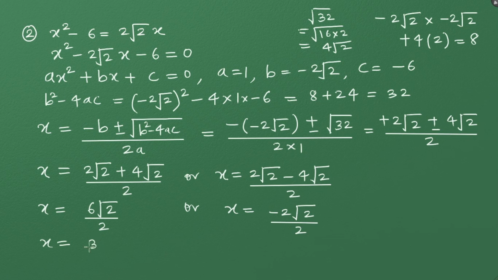So the value of x is 3 times square root 2, or it is minus square root 2. So the roots of the equation are 3 times square root 2 or minus square root 2. You can write down this as solution set.